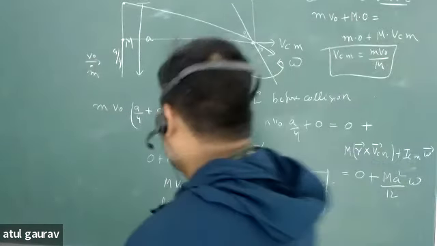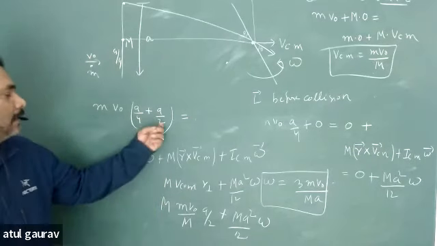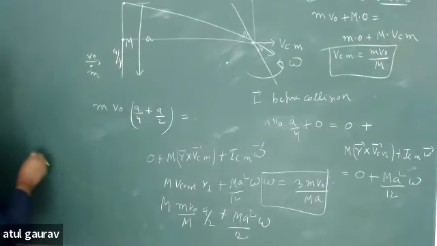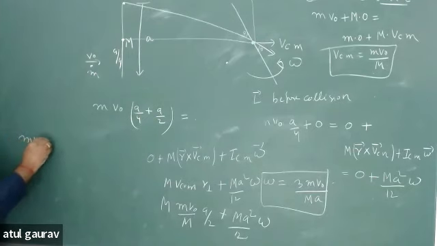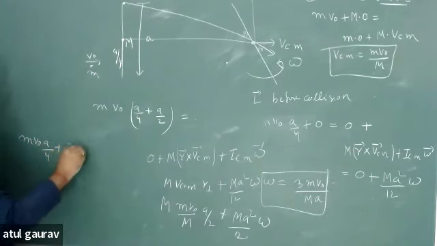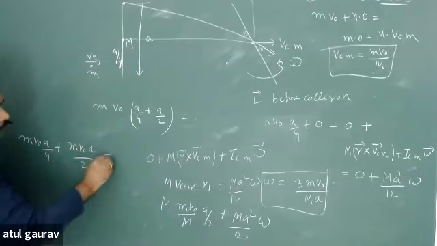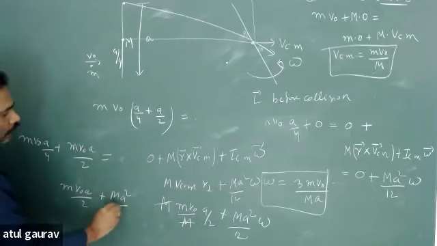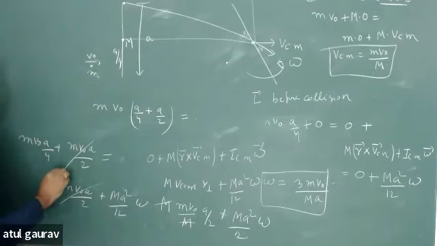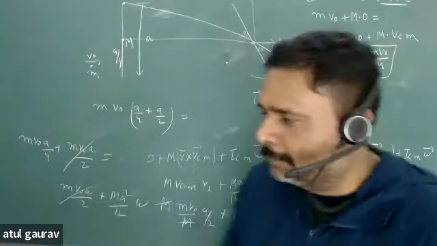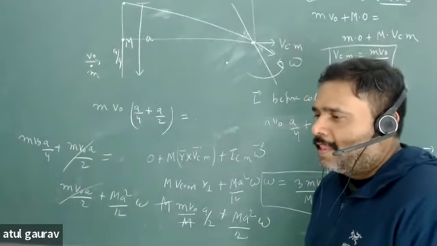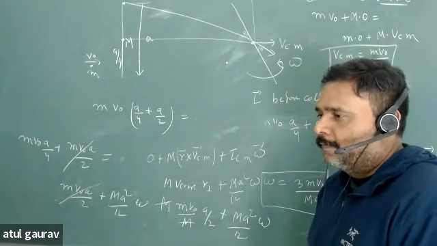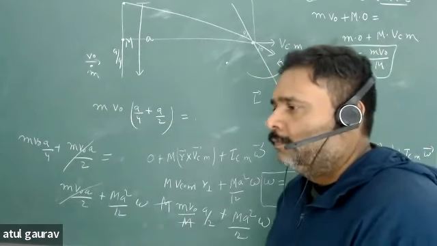Now you can see, मैंने क्यों इसको अलग से लिखा था? Just you can see here. So what will be this value? M V naught A by 4 plus M V naught A by 2 must be equal to this M. This M is going to cancel out. So you have, मैं यहां लिख रहा हूं, M V naught A by 2 plus MA square by 12 omega. You can see this extra term is cancelled out and you are getting exactly the same thing. हो रहा है ये? Yes, sir. Same answer मिल रहा है ना?